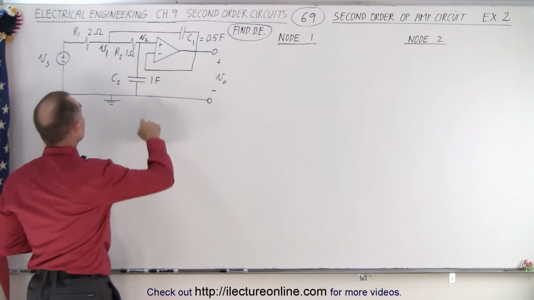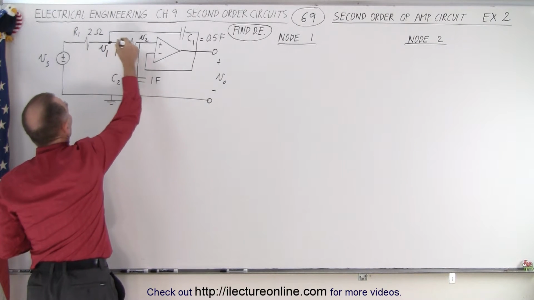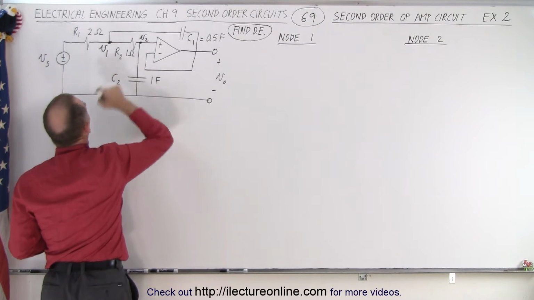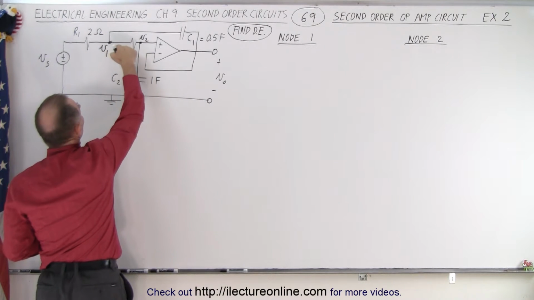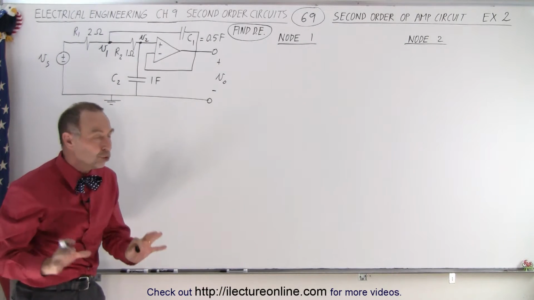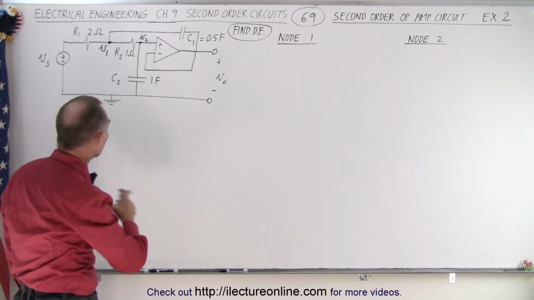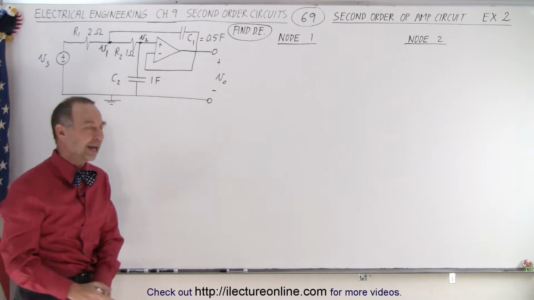So notice that I've already marked two nodes, and we want to find out the voltage over here, the voltage over there, and of course we have current going into the first node, current leaving the first node, current entering the second node. So we should be able to come up with two node equations relative to the current flowing in node 1 and node 2. So I'm already prepared to do that.